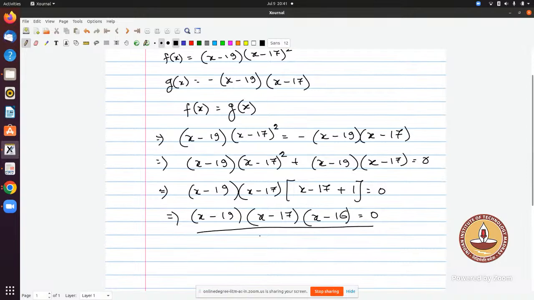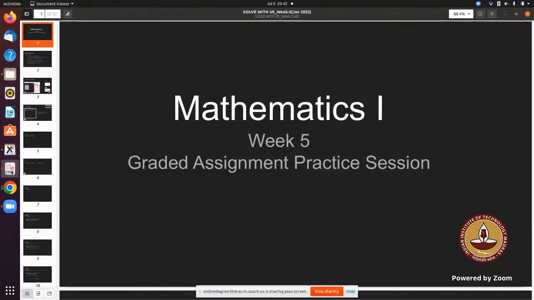Now the first two are basically the x-intercepts, when f(x) equals 0. So the remaining term is x - 16 equal to 0, and this is the x coordinate of the third point. That is what we asked. Is it clear? Yes, sir. Clear. Great. Okay, fine.